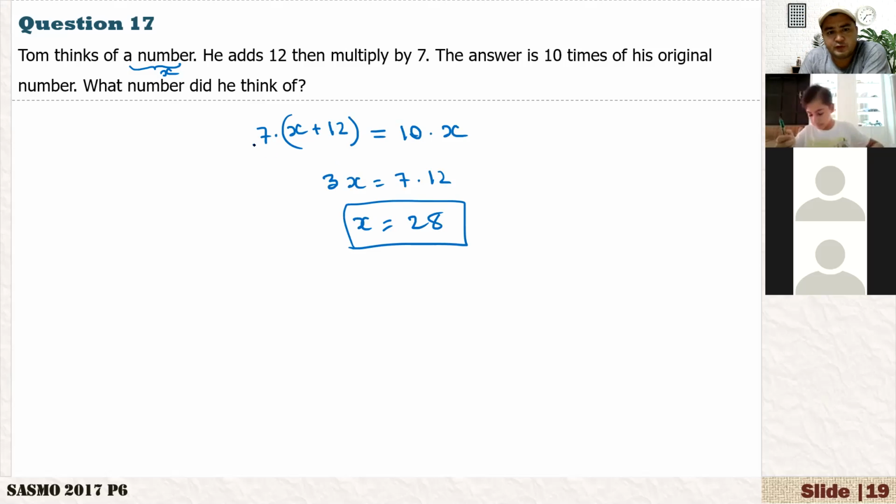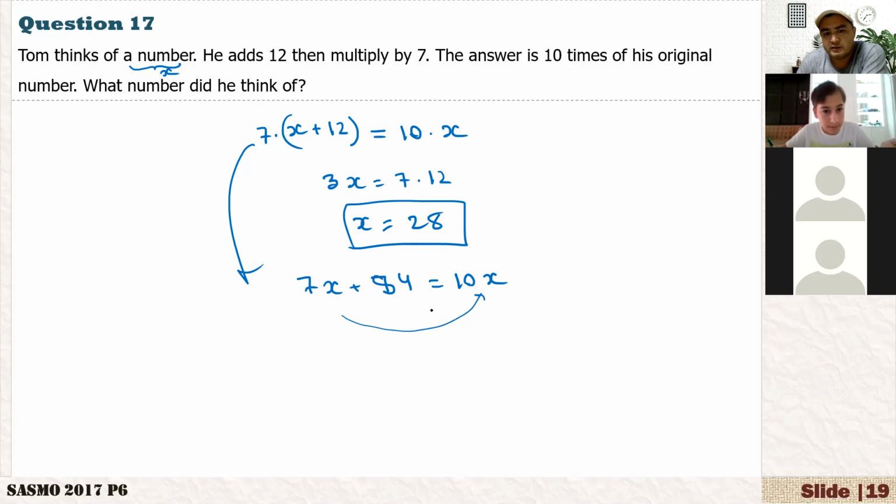Okay. Because if you expand this, it is 7x plus 7 times 12. Yes, I wrote 7 times, I just wrote 12 for some reason. Take 84 to the right-hand side. That is 3x, and 84 divided by 7 is equal to 28. Yeah, I forgot to multiply 7 by 12. Okay, good. Next question.